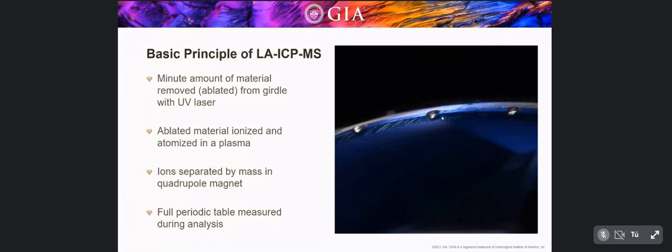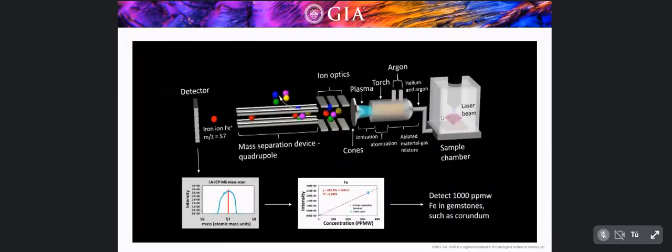The ICP is the inductively coupled plasma. In the plasma, the material gets atomized and then ionized. So we strip apart the material into atoms and then strip electrons from those atoms, turning them into ions. And the ions get sent through a mass spectrometer. In this case, we use a quadrupole mass spectrometer. By filtering the ions going through the spectrometer by mass, we can get a full analysis of the entire periodic table. That's shown here schematically.